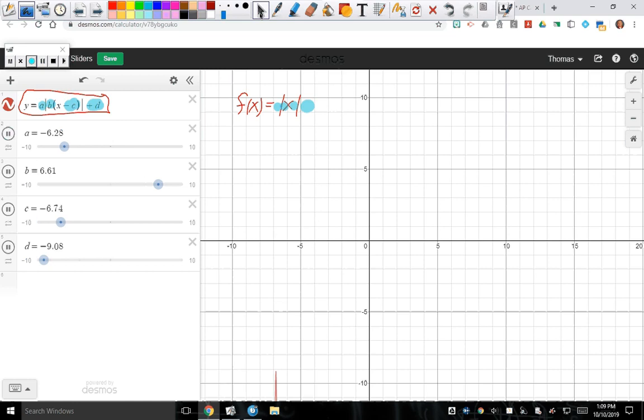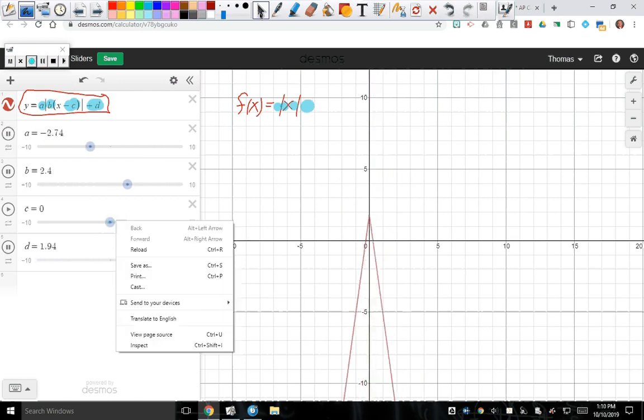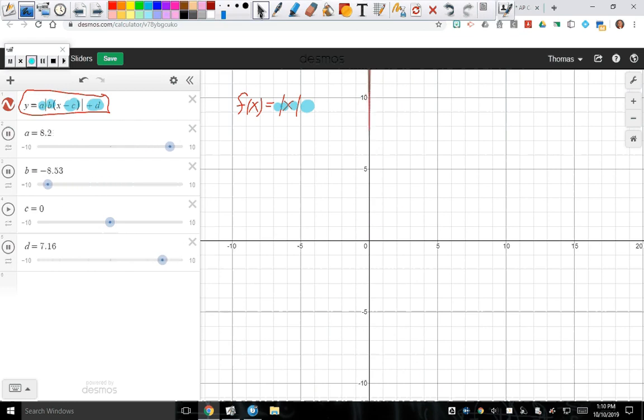Now I don't want it to move left or right. What do I do? C. I'm going to make C what? Almost again. 0. Now it will not move left or right. It'll just move up and down. You with me? And then let's start that back up.